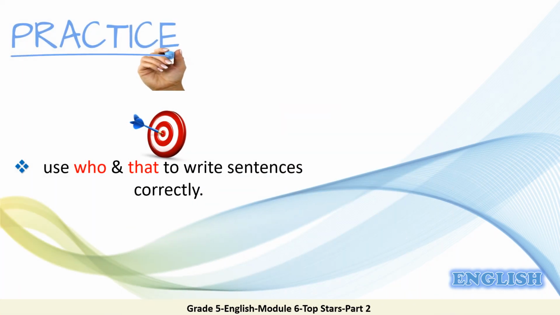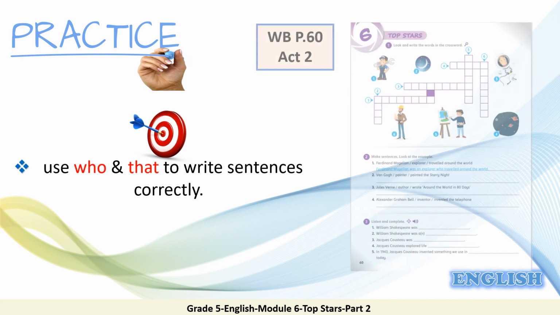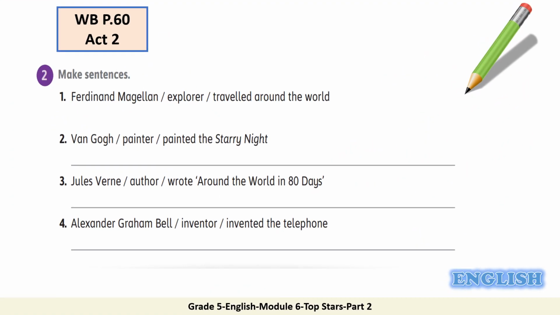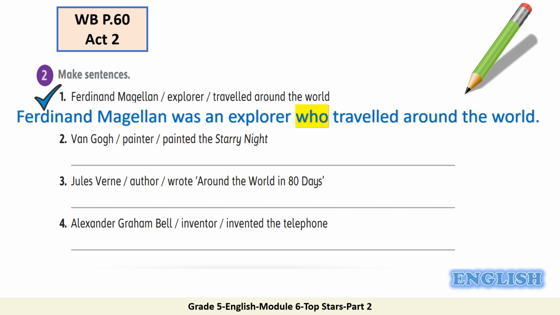Now, let's practice. Use who and that to write sentences correctly. Open your workbook, page 60, activity number 2. Never forget to open the right page, page 60. Prepare your pencil because you are going to write down the answers. Make sentences. I will do number 1 as a model for you. I will read first. Ferdinand Magellan, explorer, traveled around the world. Ferdinand Magellan was an explorer who traveled around the world. Pause the video, write down the answer, and move to number 2, 3, and 4.